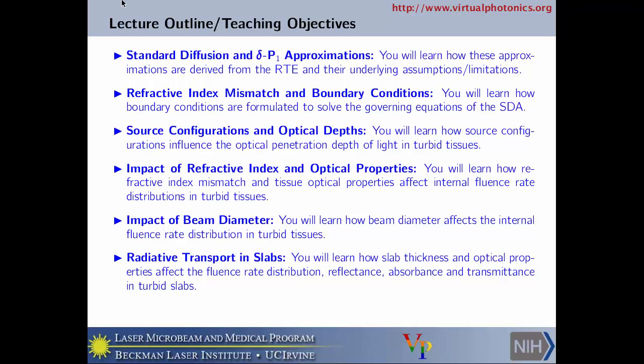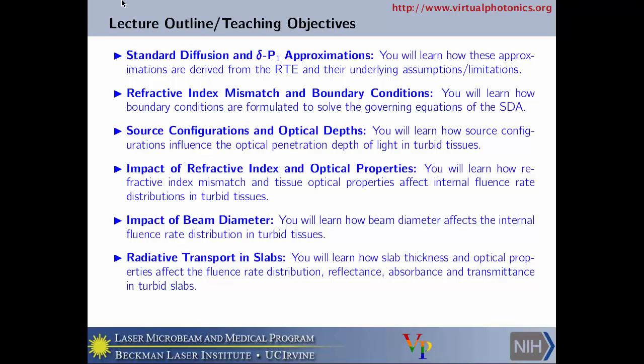So with the differential equations for the standard diffusion and delta P1 and the boundary conditions, we can start to actually solve the equation for particular cases. And so the first thing I'd like to focus on is, on the first day we talked about the differing considerations of light transport depending on whether you're interested in a therapeutic application versus a diagnostic application. So today I want to focus primarily on the internal light distribution. And on Thursday and Friday, we'll talk a lot about the reflectance in various domains. But today I'll focus primarily on internal light distributions.